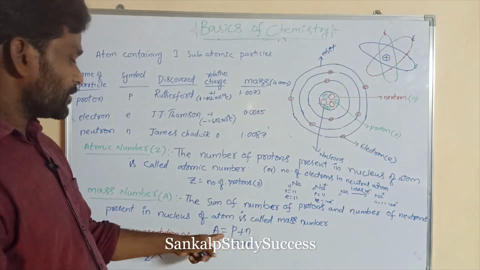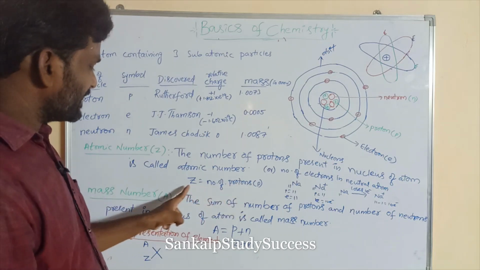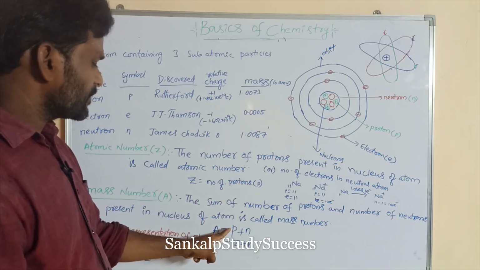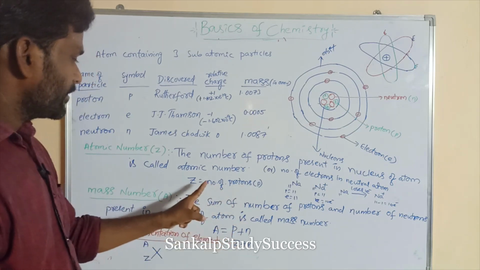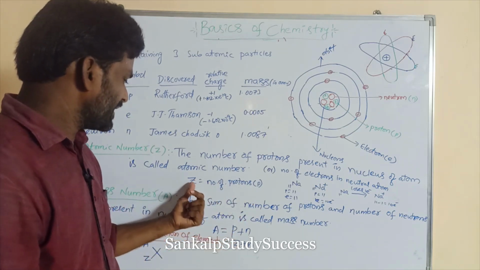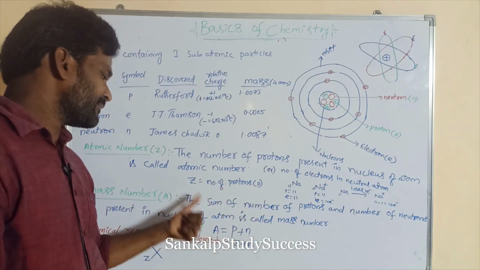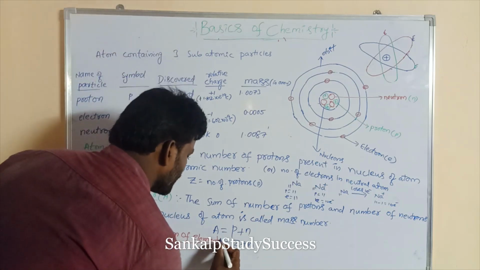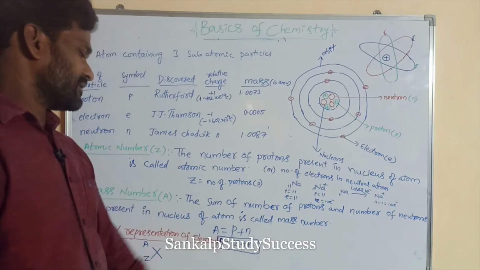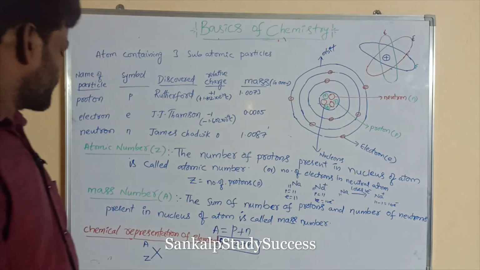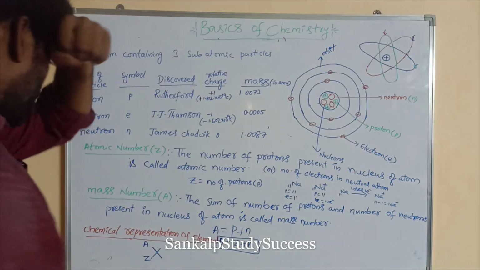Right. But now the number of protons can be taken as Z. In the place of P, we can write Z. Why? The number of protons is equal to the atomic number. So A is equal to Z plus N. Right here. Next, this is the mass number, and mass number, atomic mass.